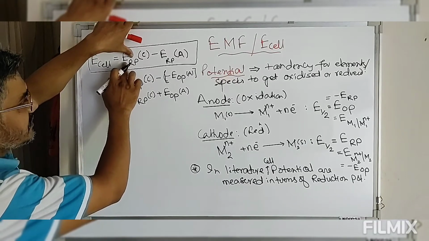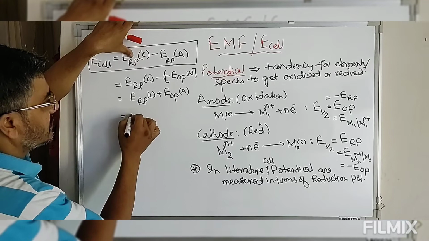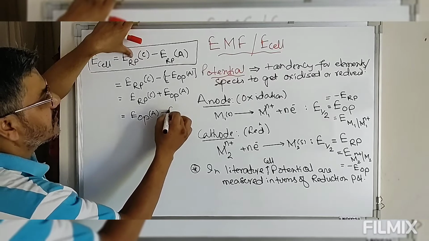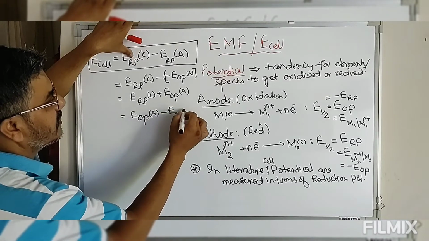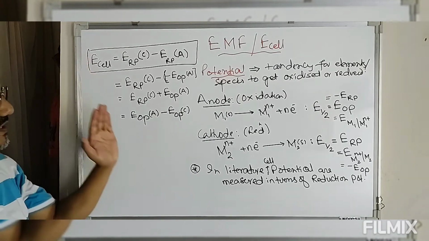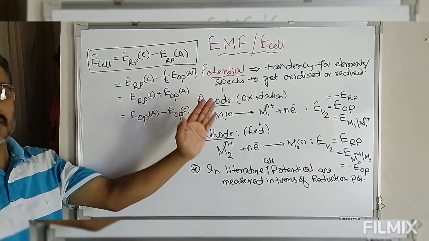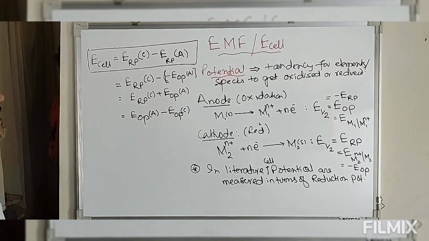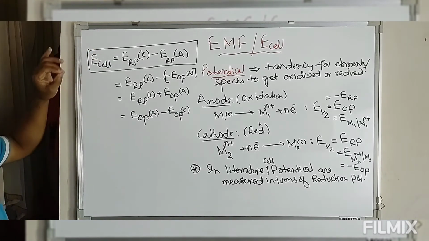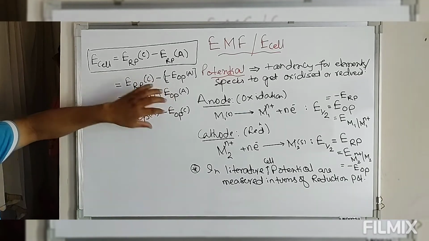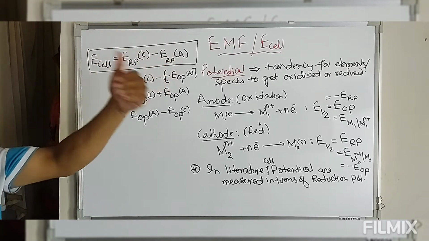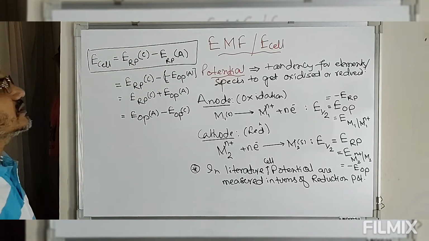The same can also be written as follows. Reduction potential is minus of oxidation potential, so we can write it as oxidation potential of anode minus oxidation potential of cathode. So in terms of oxidation potential, the cell potential is defined as oxidation potential of anode minus oxidation potential of cathode. So this is how we define cell potential. Either we can define it in terms of oxidation potential, or in terms of reduction potential, or in terms of both oxidation and reduction potential, depending on the requirement. So this is how we define cell potential.